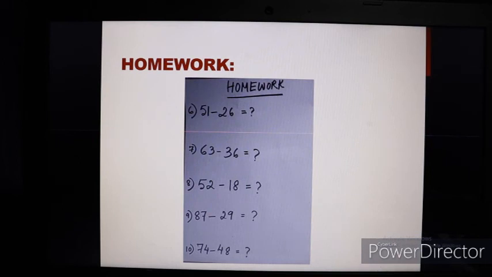Number 6, 51 minus 26. Number 7, 63 minus 36. Number 8, 52 minus 18. Number 9, 87 minus 29. Number 10, 74 minus 48.